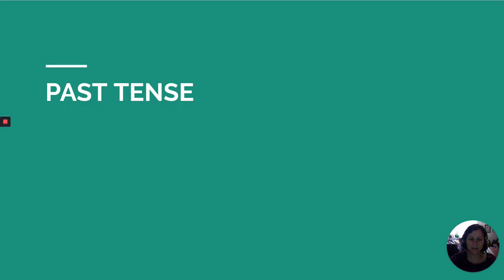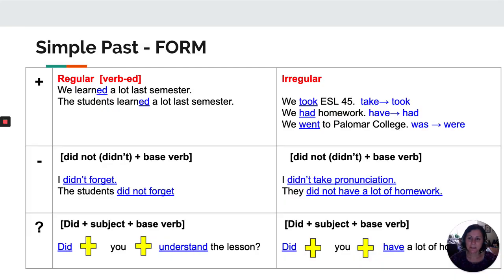Now let's talk about the past tense. The past tense is pretty easy. You just add -ed at the end of the verb. We learned a lot last semester. The students learned a lot last semester. It doesn't matter what the subject is.